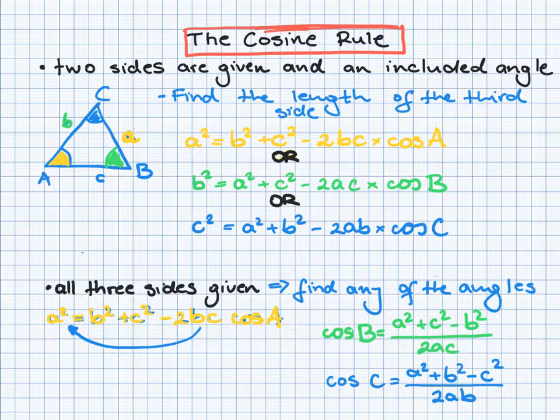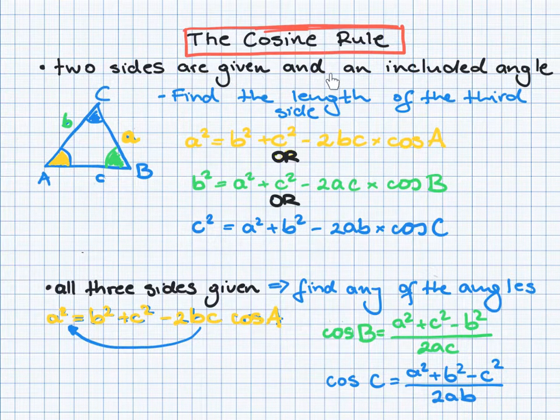Today I'm going to talk about the cosine rule. This rule is used when we have non-right angle triangles and when two sides are given and an included angle. And when we have all three sides given, we can find any of the angles or sides, depending on what we're looking for.